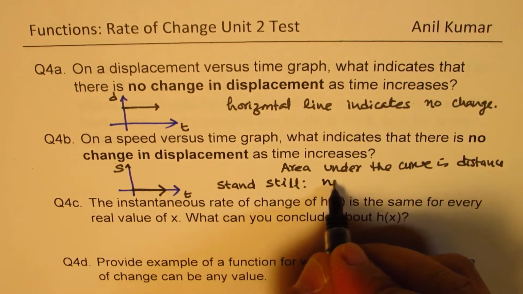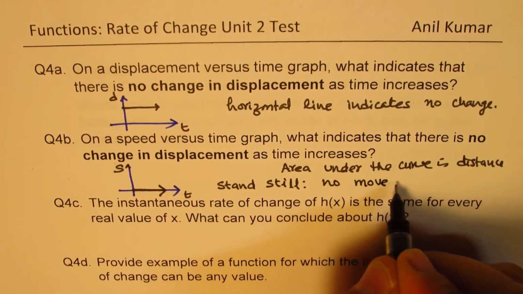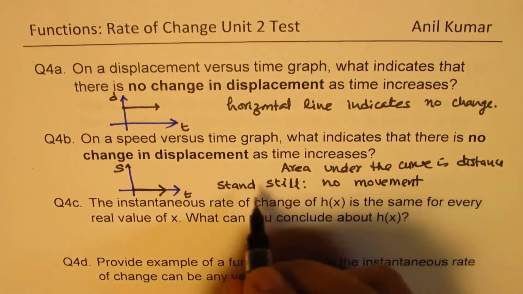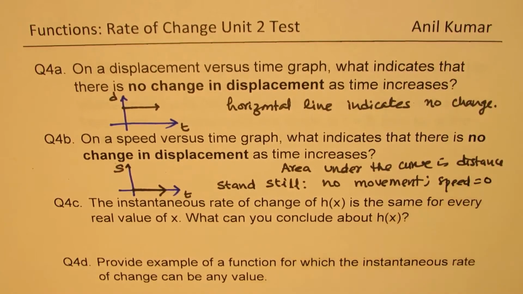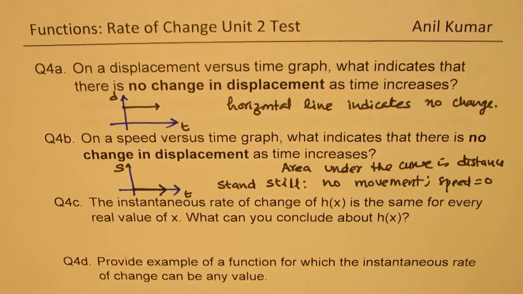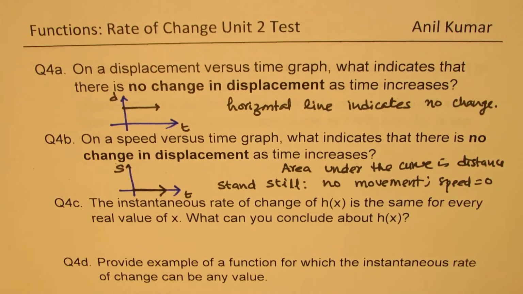That means no motion, no movement. So speed equals 0. Speed equals 0 indicates that there is no change in displacement, right? Is that clear to you? So if there is no speed, the body is not moving at all. That means it is standstill, and therefore that will be indicated by a horizontal line along the time axis.